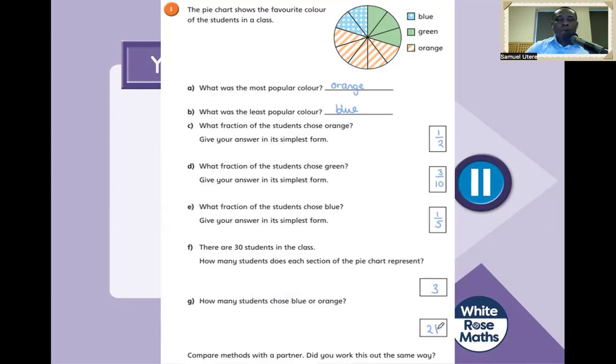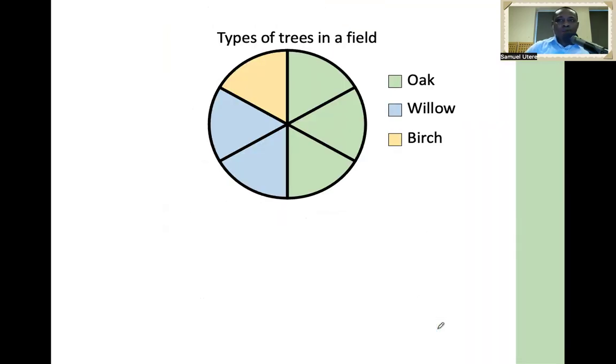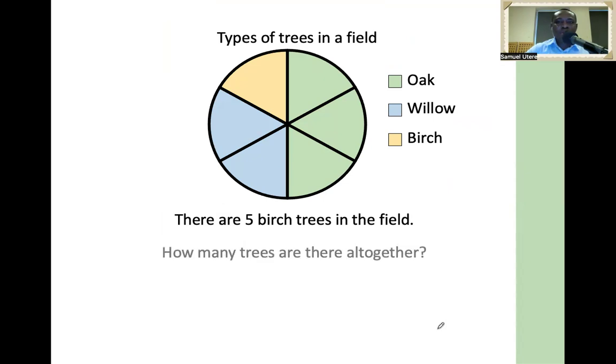Okay, let's look at some further examples in our learning for this lesson. Here, this information represents types of trees in a field. The green represents oak, blue, willow, and the other color, birch. Okay. Next, you're asked there are 5 birch trees in the field. How many trees are there altogether?